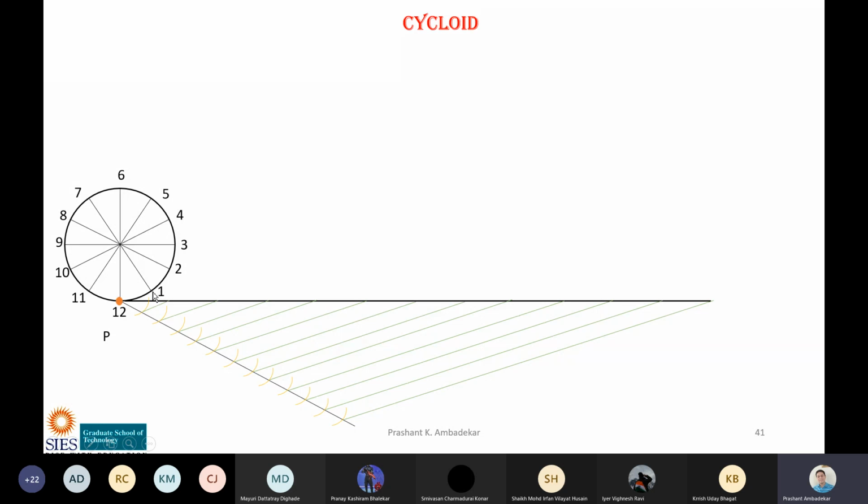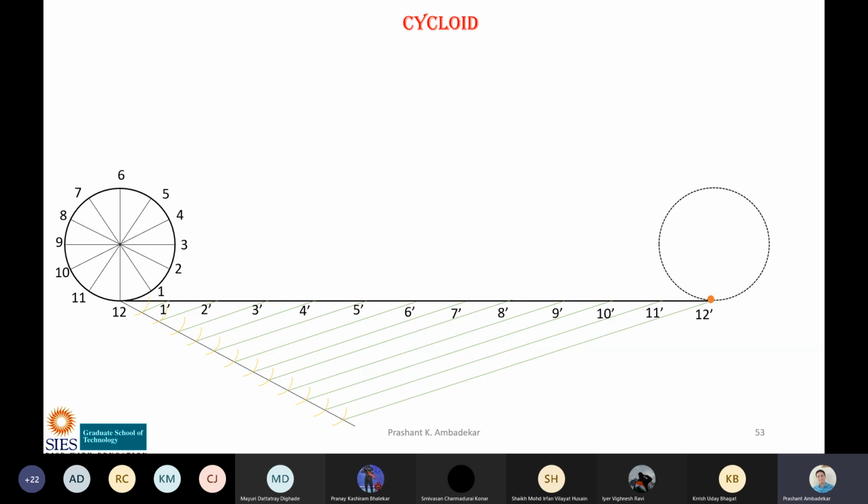This is point P. Now when 1 touches the line, this circle has rotated in clockwise direction as well as it has moved forward. So that point P, which was earlier here at 12, is now shifted to this point. Now when point 2 touches the ground, that time point P moves to this location, and so on and so on. So it keeps on moving. 9, 10, 11, and 12.